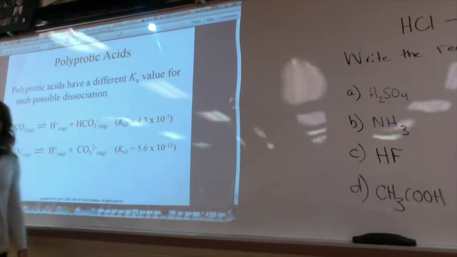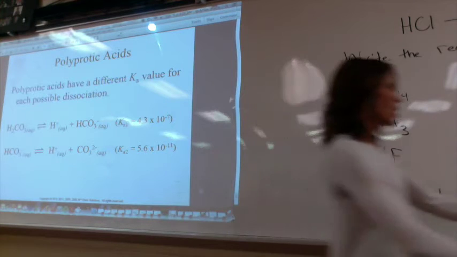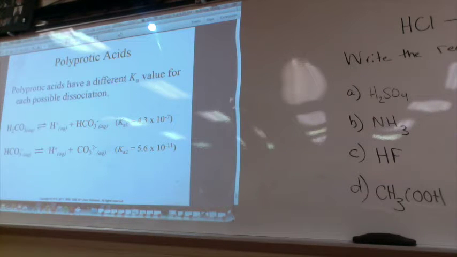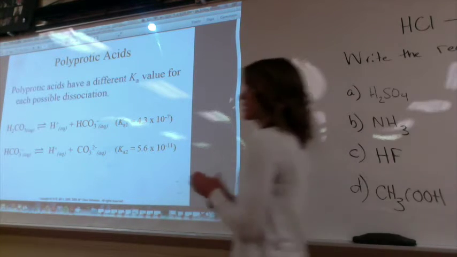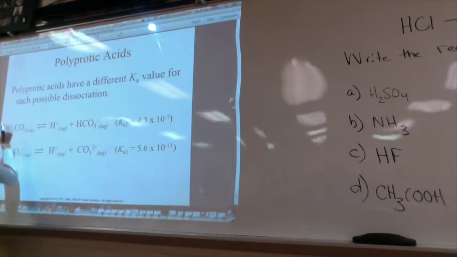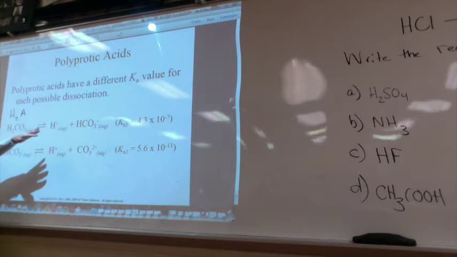And I just want to point out that sometimes the AP exam will tell you they're giving you a polyprotic acid, but they don't actually give it to you. They will just do something like this, H2A. Right? It'll say the following polyprotic acid has a Ka value of blah, blah, and they just put an A. So it doesn't really matter what it is. You just have to recognize that you're looking at the Ka values.